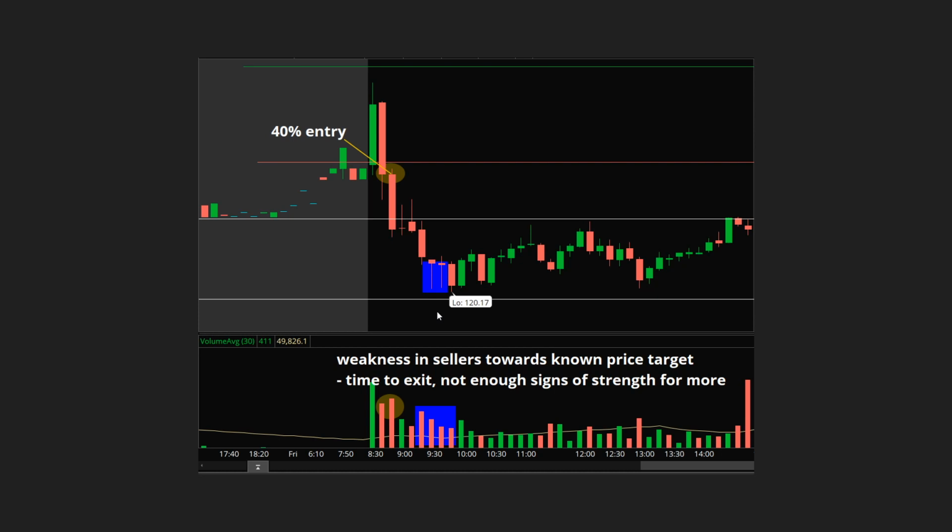So what I mean by that is, yes, it looked good to go down to our 120 here, but as you can see, there were definitely signs showing you that it was time to get out of the trade, or don't get into the trade for more of a drop. It's definitely not going to keep dropping. Give it a little bit more time to build up more signs, because you could see the indications here.